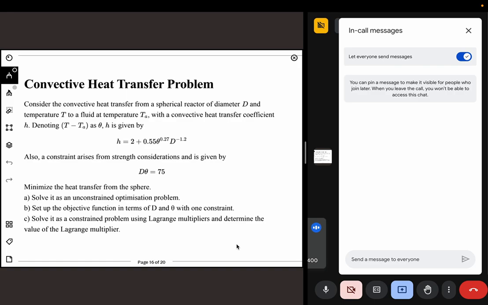For example, let's say this problem where you have a spherical reactor of some particular diameter d, and the temperature of the fluid inside that reactor is T, and the ambient temperature is T. You know the convective heat transfer coefficient as H. If, for example, the delta T is given by theta, and for the heat transfer coefficient, you refer to some correlation books and you get it. So this is my heat transfer coefficient.